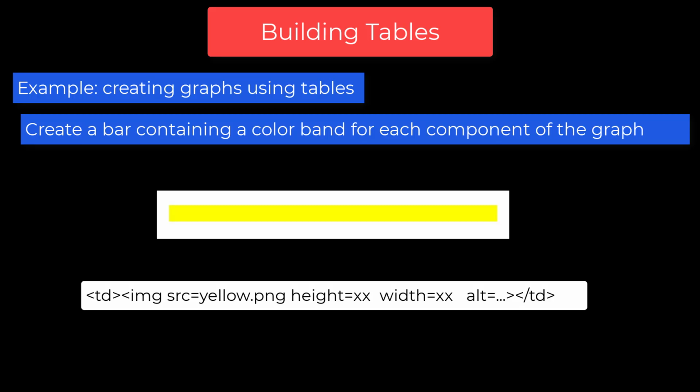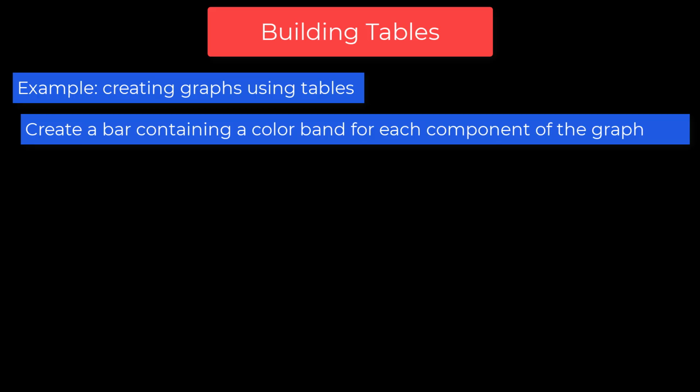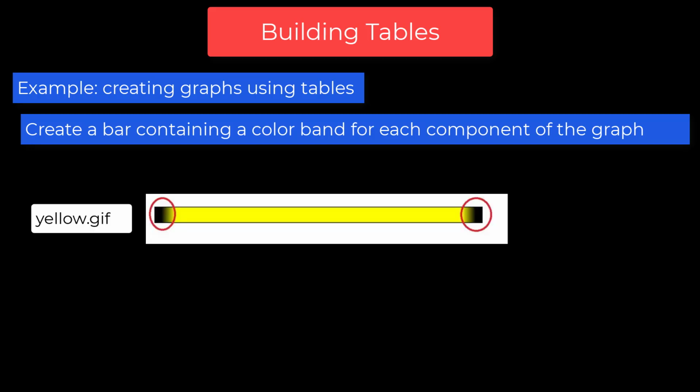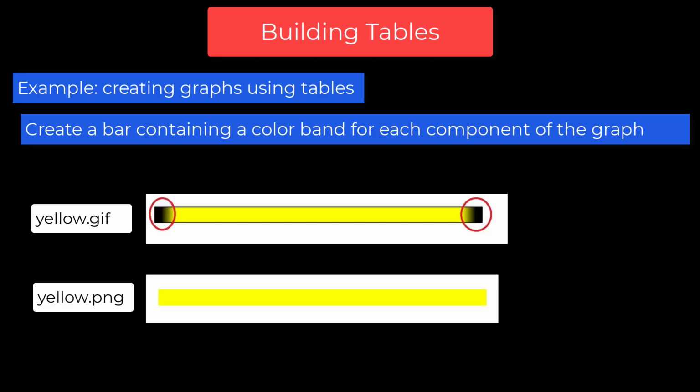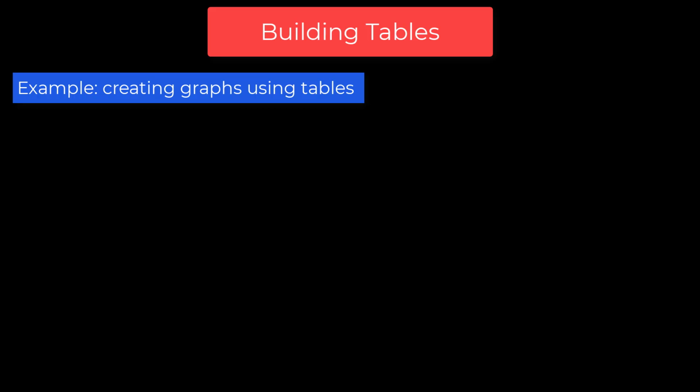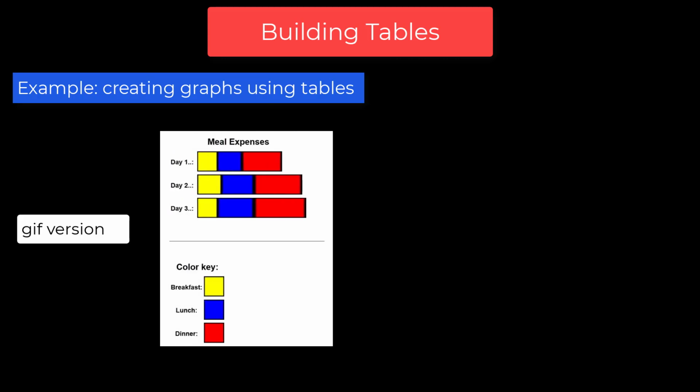It turns out, and I just noticed this today, mid-April of 2020, that if your 1 pixel color image is type GIF, the ends shade into black, while if the 1 pixel color image is of type PNG, the image is simply a solid block of that color. So this developed into an interesting choice for me. I originally used the GIF versions and got this. So here's our meal expenses for days 1, 2, and 3, and our color key. The yellow means breakfast, the blue means lunch, and the red represents dinner.